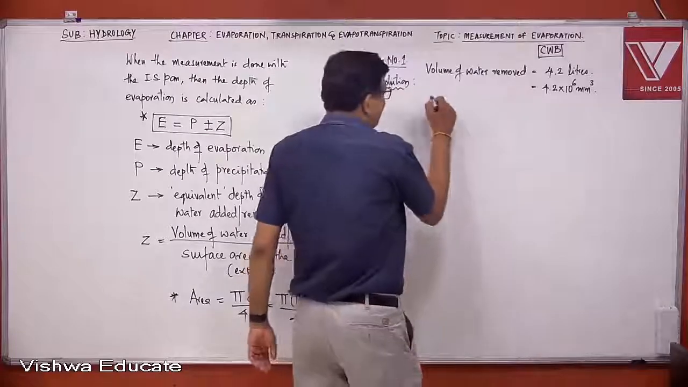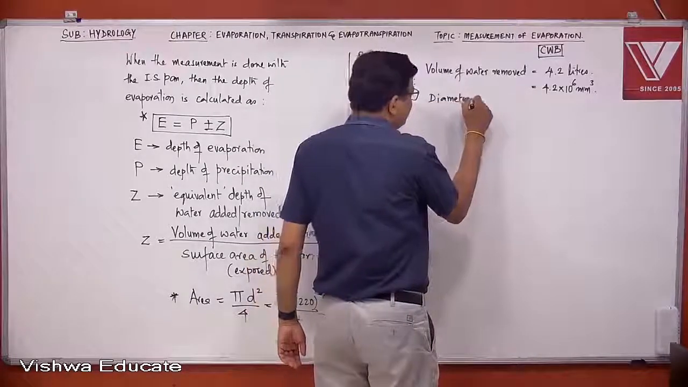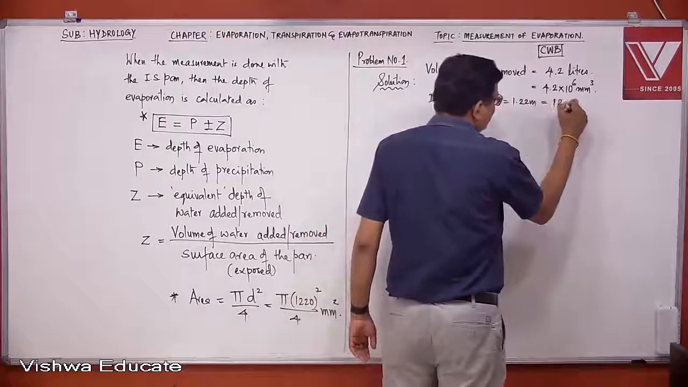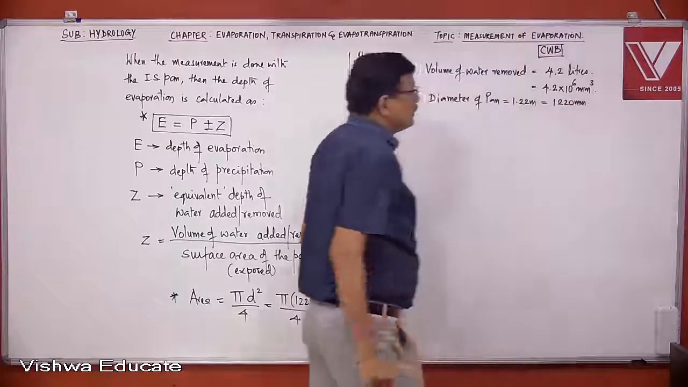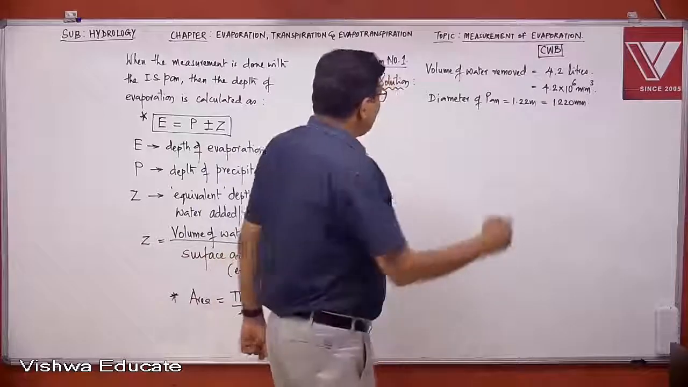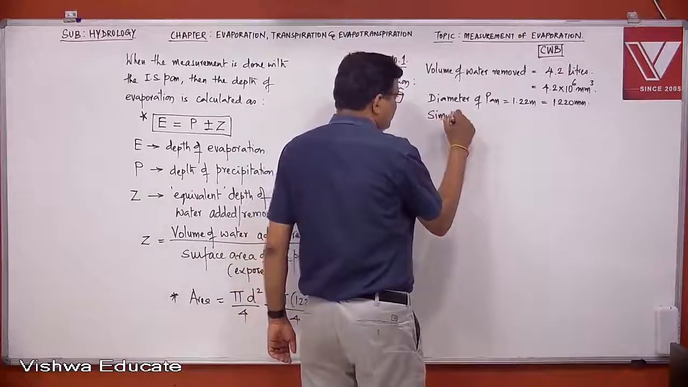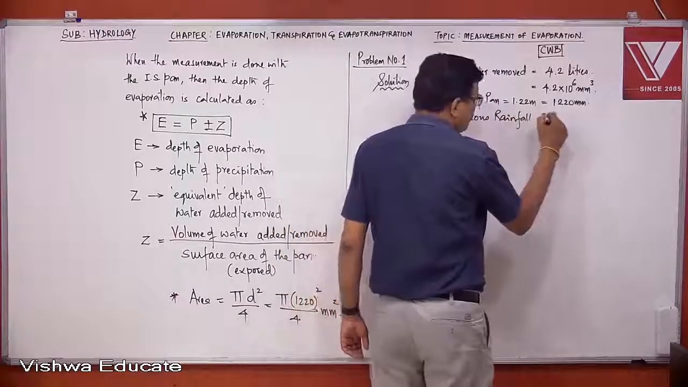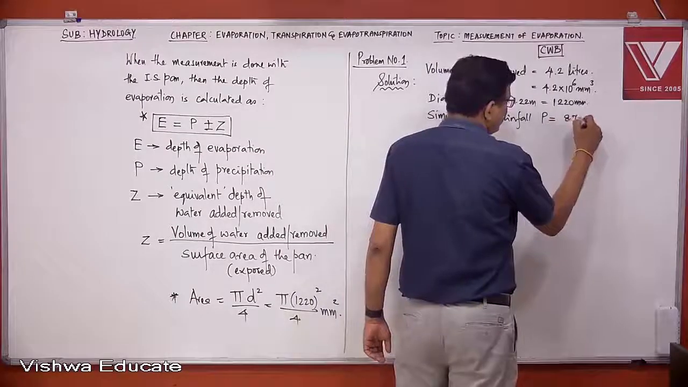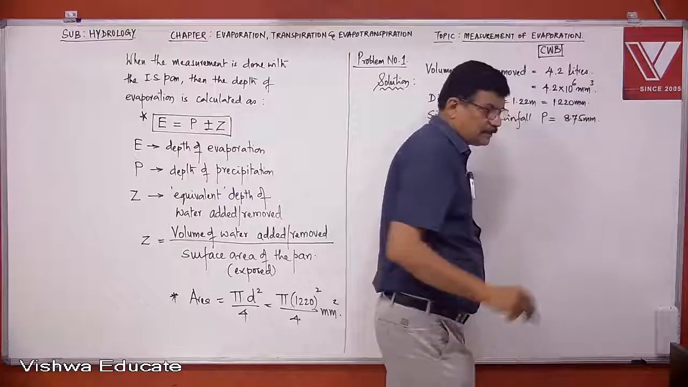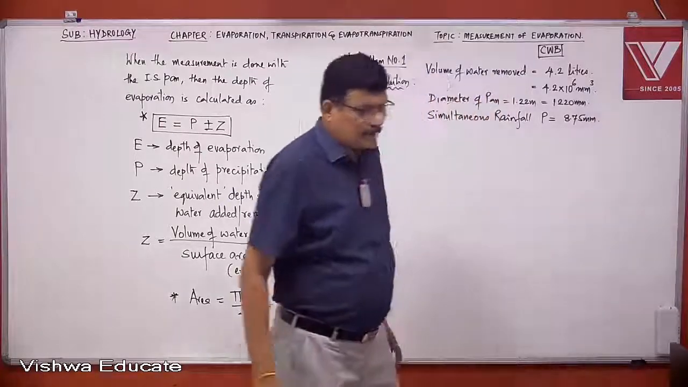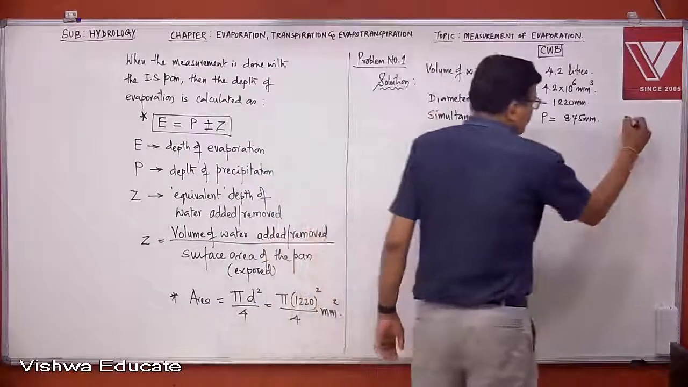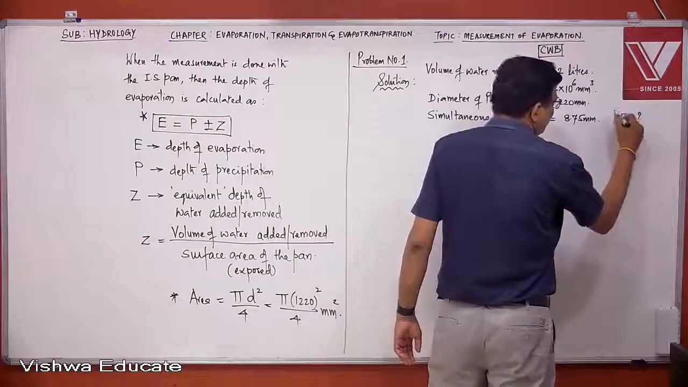Now, the diameter of the pan, that is standard and mentioned in the problem, is 1.22 meters. This will be 1220 millimeters. Another data given is the simultaneous rainfall. Simultaneous rainfall, P equals 8.75 millimeters. That is the depth of rainfall. Now we have to calculate the value of the evaporation depth.